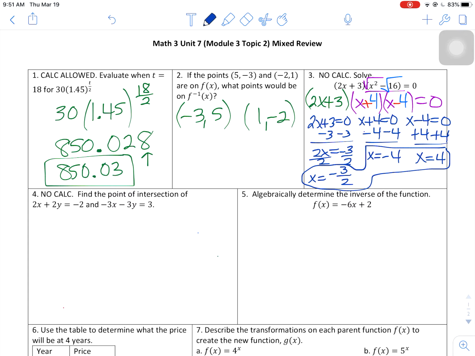When you set up your problem for elimination, you want to make sure that you stack your x's on top of each other, stack your y's on top of each other, and then stack your constants on top of each other so that everything is lined up nicely. Then, pick a variable to eliminate. On this particular problem, it doesn't really matter which one you pick. They're both the same level of difficulty. I'm going to go with the x's.